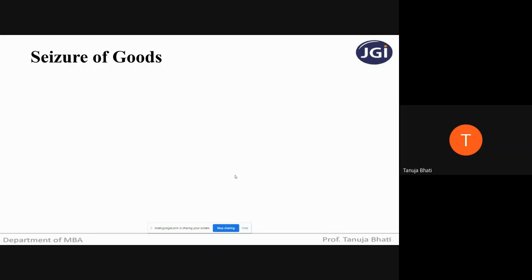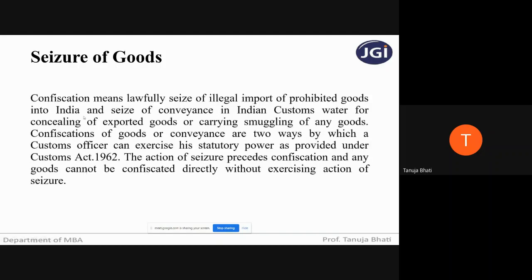Confiscation means lawfully seizing illegally imported prohibited goods. Taking possession of assets which do not come to the notice of the customs authorities is nothing but illegal import. Legally importing means you declare everything you are importing in the declaration form or the bill of entry. But illegal import means you are hiding something, taking possession of assets without bringing it to the notice of the customs authorities. So that is illegal import.